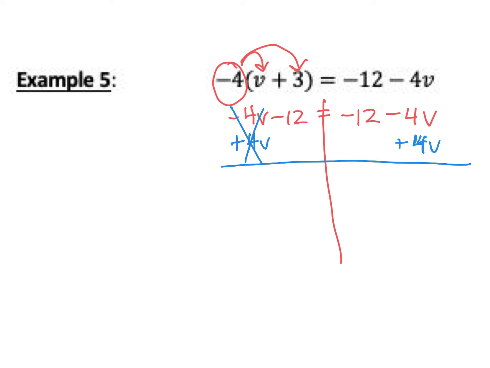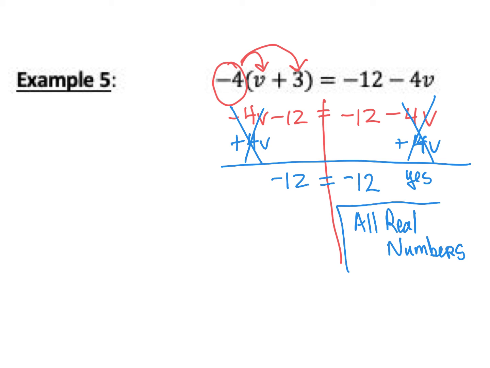Positive 4v and -4v, they go away. We have -12 equals, and then we still have -12. Does -12 equal -12? Does this make sense? Yes. The answer for this one is all real numbers.